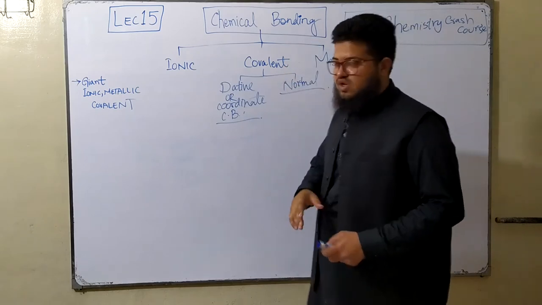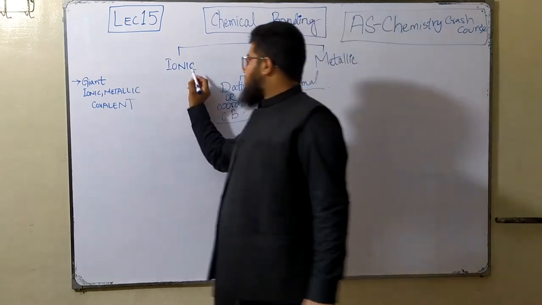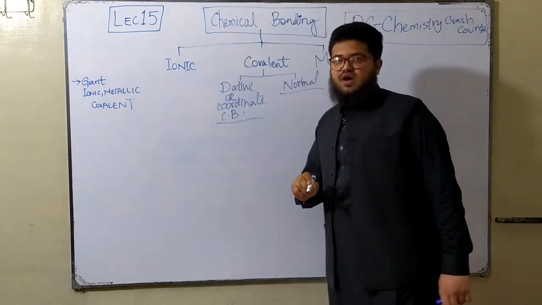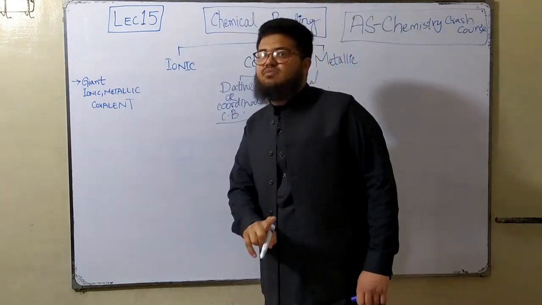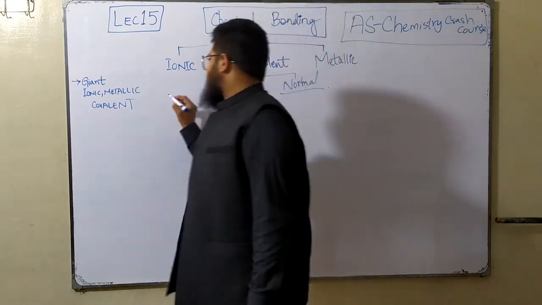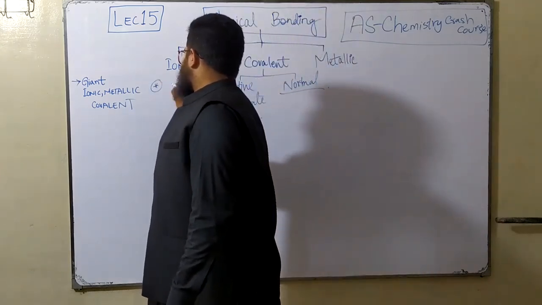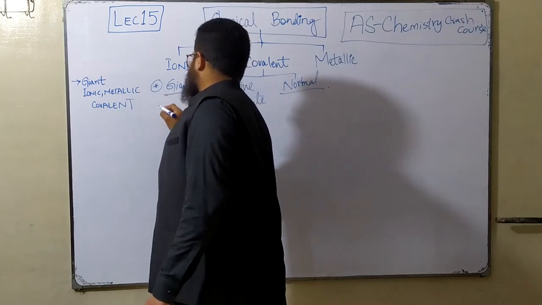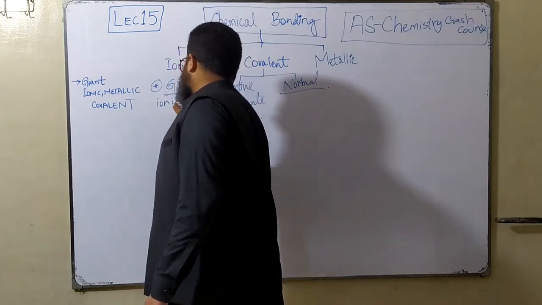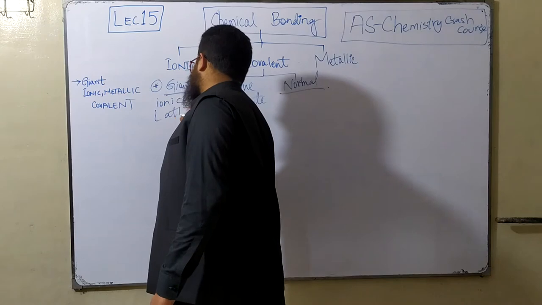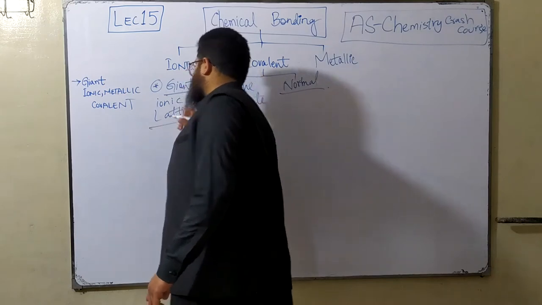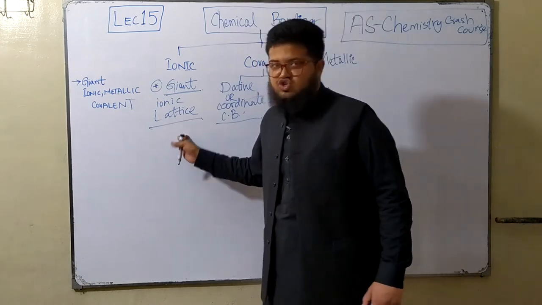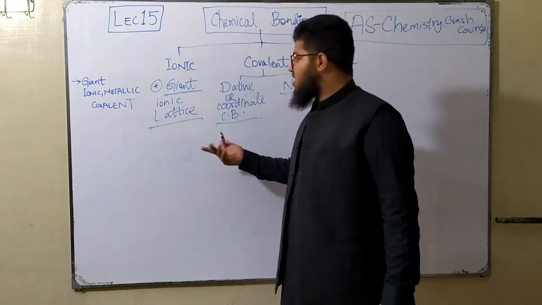Okay, ionic compounds. Whenever you are asked to define the structure of an ionic compound, remember the key term that you need to use is that ionic compounds are all giant. This is the key term, they are giant. They have a giant ionic lattice. This is the structure of an ionic compound. Do not say that they have an ionic structure, or do not say that they have an ionic lattice.